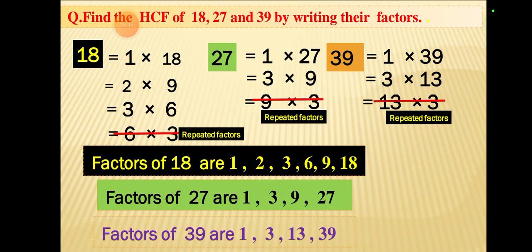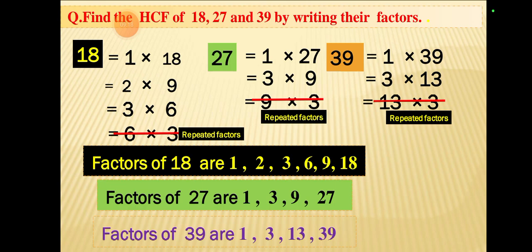Then I'm having to find the HCF of 18, 27 and 39 by their factors. So 18: 1 × 18 is 18, 2 × 9 is 18, and 3 × 6 is 18, and then 6 × 3 is 18. So now here we'll stop because we have already done 3 × 6 is 18. Then 27: 1 × 27 is 27, 3 × 9 is 27. Then again I have 9 × 3 is 27. So it's a repeated factor, so I will stop over here. Then 39: 1 × 39 is 39, 3 × 13 is 39, 13 × 3 is 39. It's again repeated, so I will stop over here.